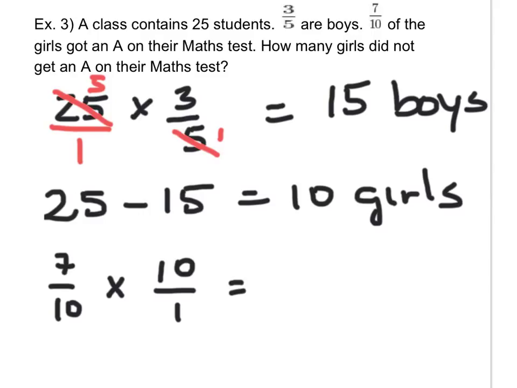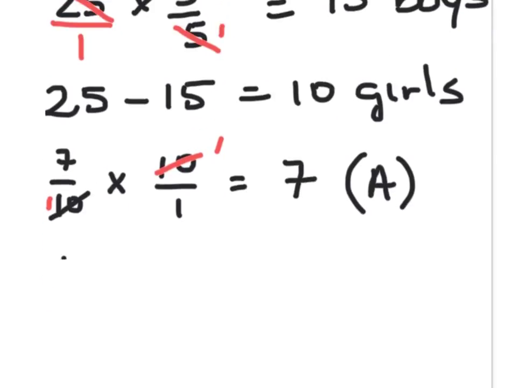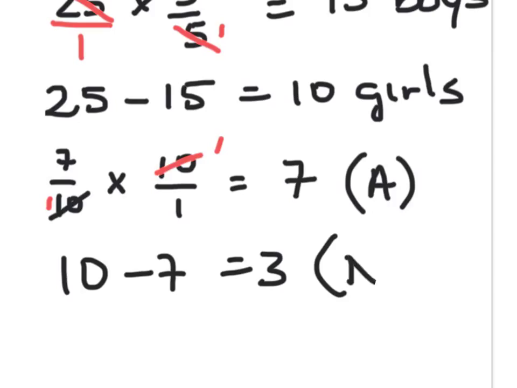got an A in their maths test. So there's 10 girls, so that means that we're going to do our quick crossing out here. 7 times 1 is 7, so 7 over 1, which is 7. So 7 of the girls got an A, so how many of the girls didn't get an A? 10 minus 7 equals 3. No A.